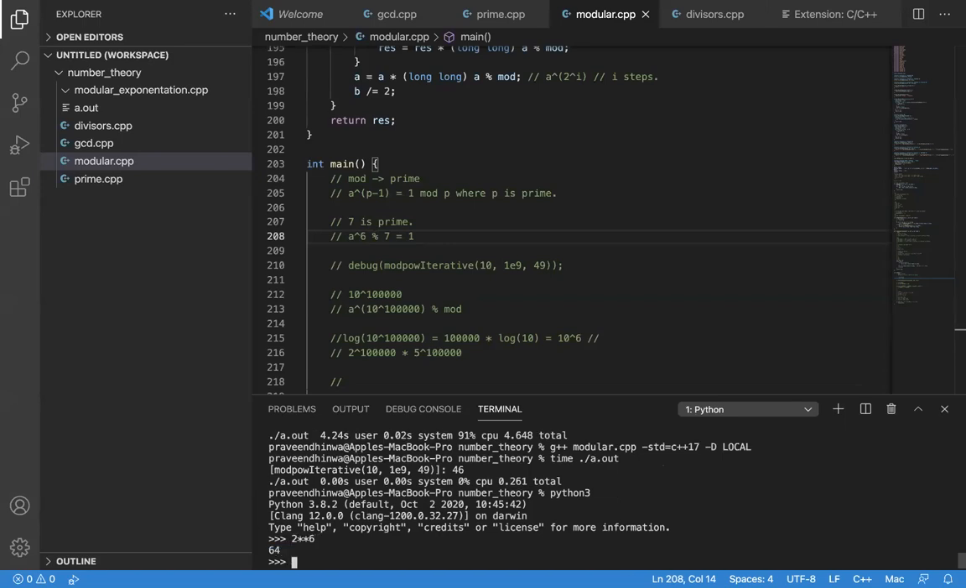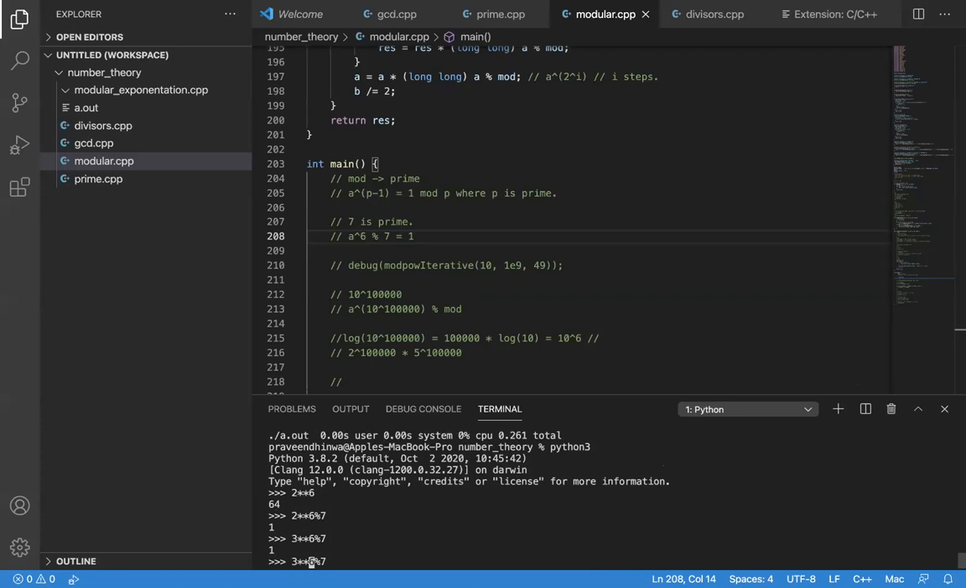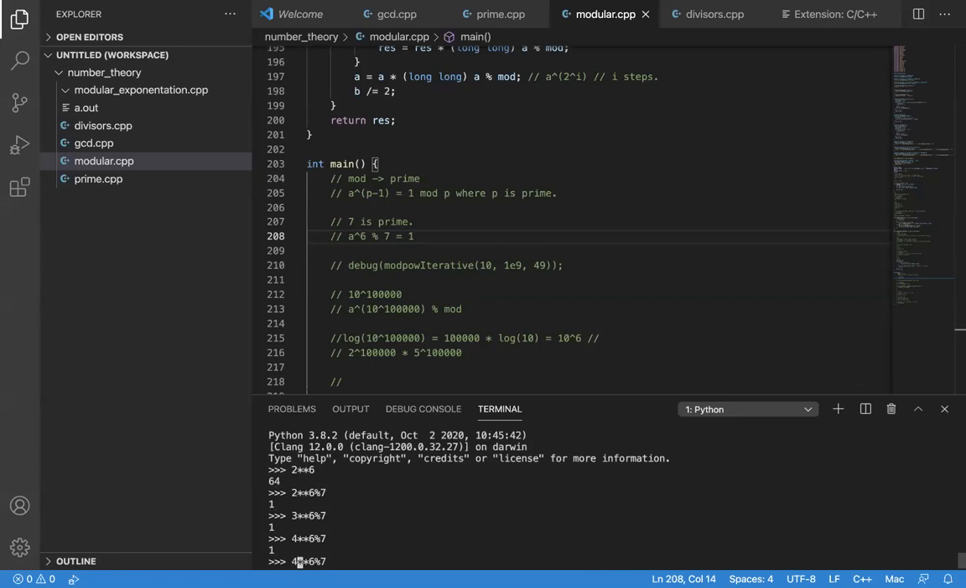What is 2 power 6? 64 mod 7? 1 only. What is 3 power 6? 1 only. What is 4 power 6? 1 only. 5 power 6.